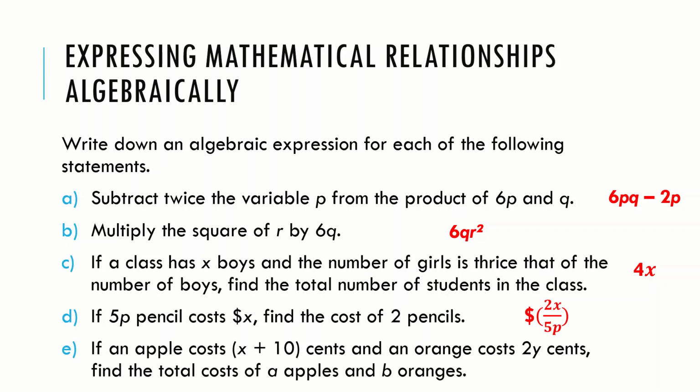If an apple costs x plus 10 cents and an orange costs 2y cents, find the cost of A apples and B oranges. Because one apple is x plus 10 cents, A apples will be A bracket x plus 10 close bracket, and B oranges will be 2By. So you add them together. You don't have to expand the A bracket x plus 10. Just leave it as such.